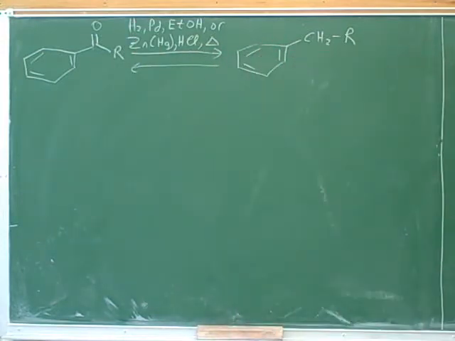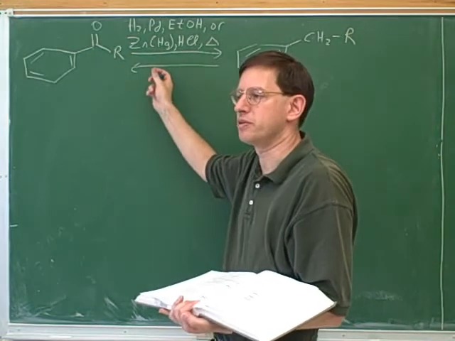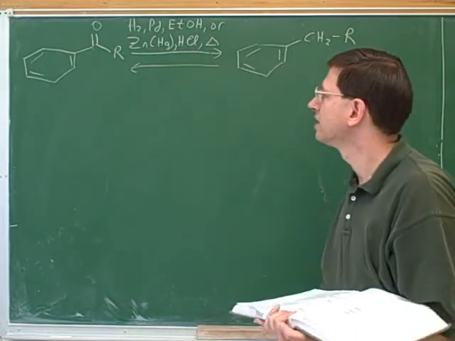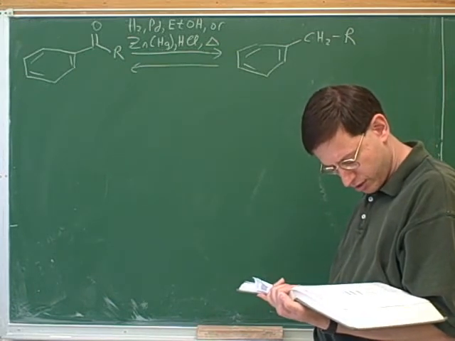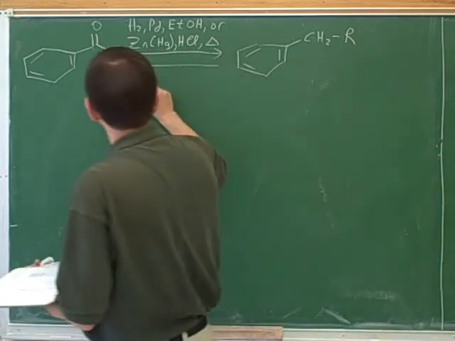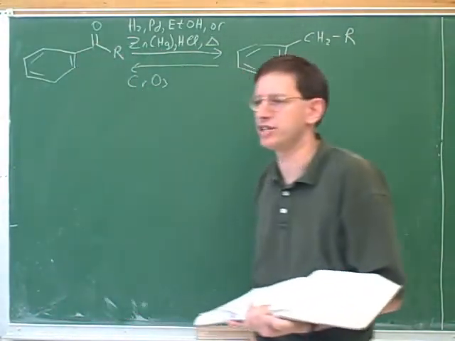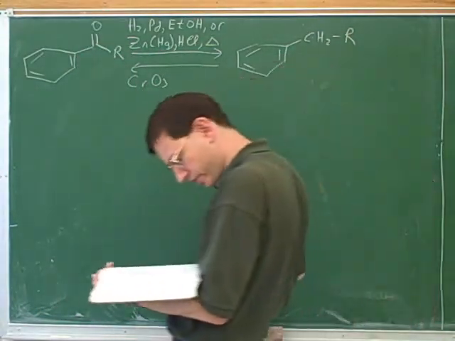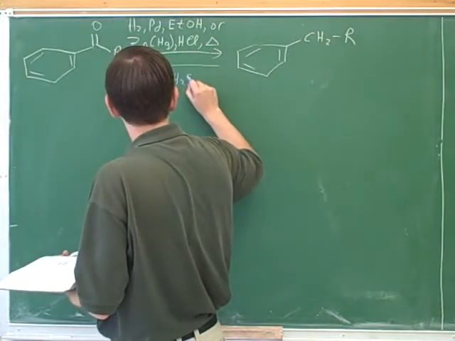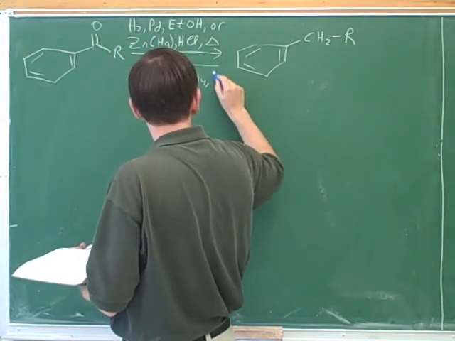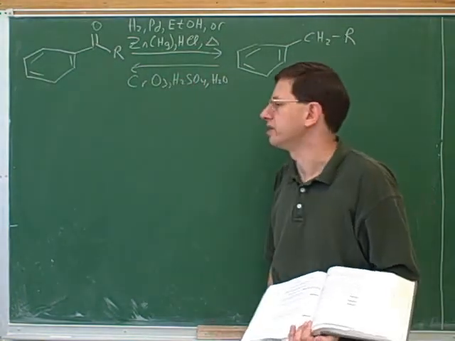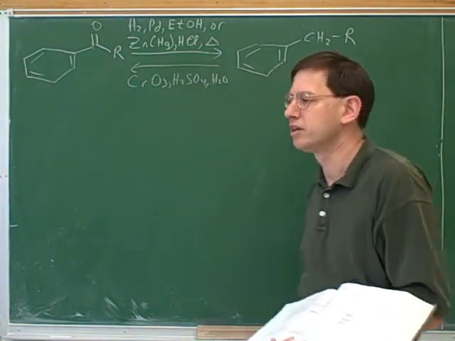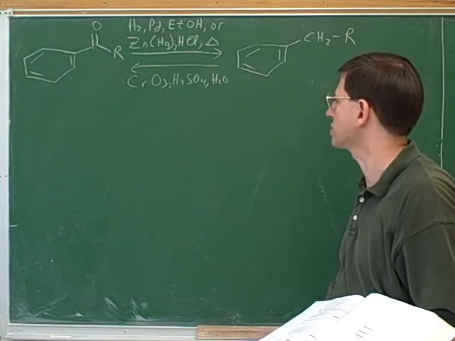And we also need to know how to go in the reverse direction. So we need the reagents for that reverse reaction as well. Is that reverse reaction going to be an oxidation or a reduction? Oxidation. That's right. And you might remember our old friends, the chromium reagents that we often use for oxidations. So the book lists chromium trioxide, acid, and water. These would all be used together. So the book lists one way to do the reverse reaction here.